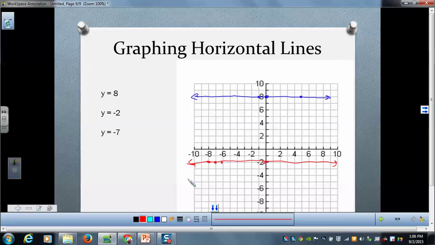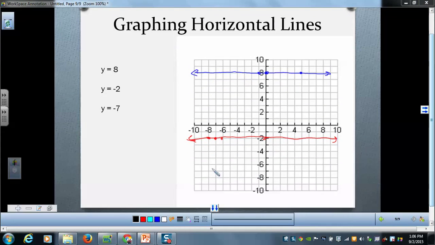And there we go. Just real quick, go ahead and pause the video and see if you can sketch y equals negative 7. All right, here we go. Let me just scroll down a little bit. So y equals negative 7 should be this line right here. All right, so there you go.